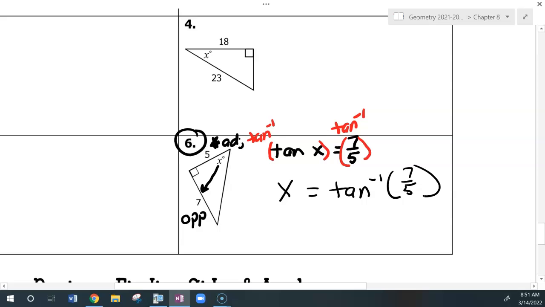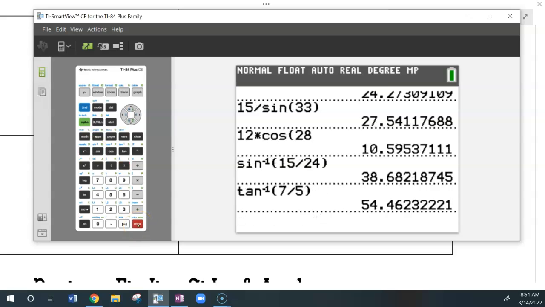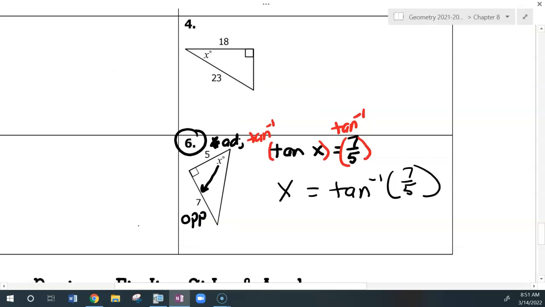Now I just use the calculator. Inverse tangent of 7 over 5. Second, press your tangent button. Notice inverse tangent shows up. 7 divided by 5. Close your parentheses. Enter. I get 54.4, so that rounds to 54 degrees.